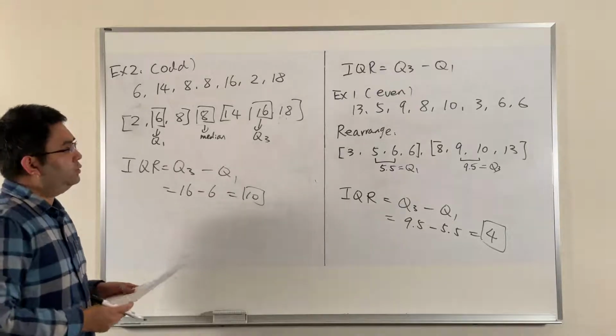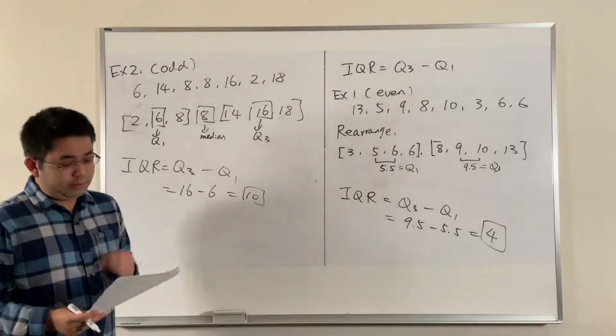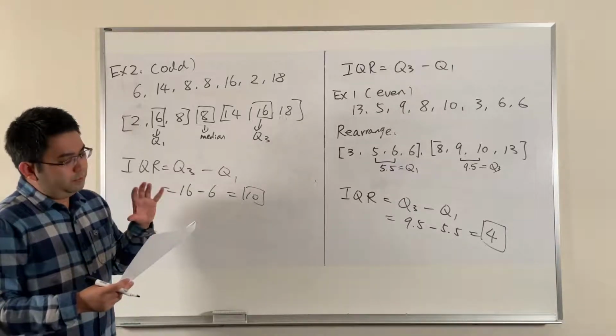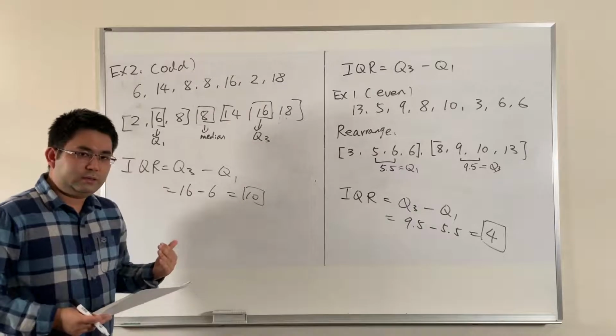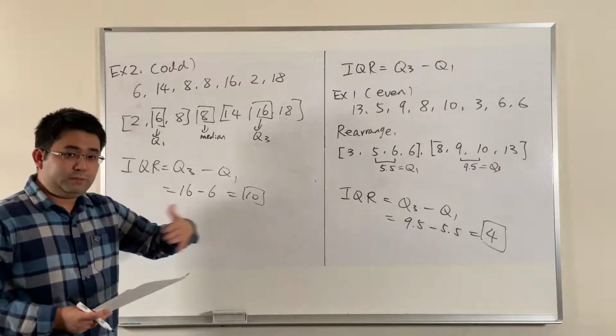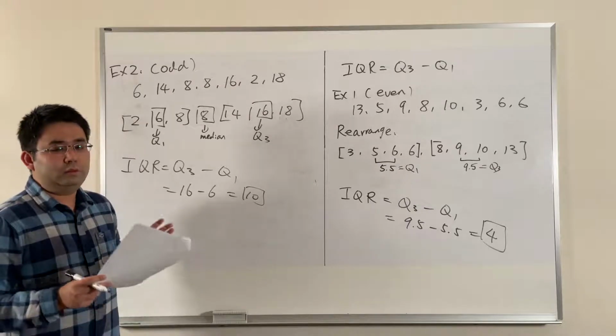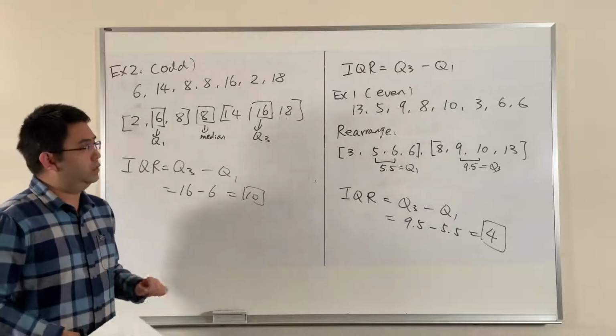Next, I want to talk about box plots, right? So what's a box plot? A box plot is a plot that shows you the distance between your data, and it's also very good at showing outliers in your data set.